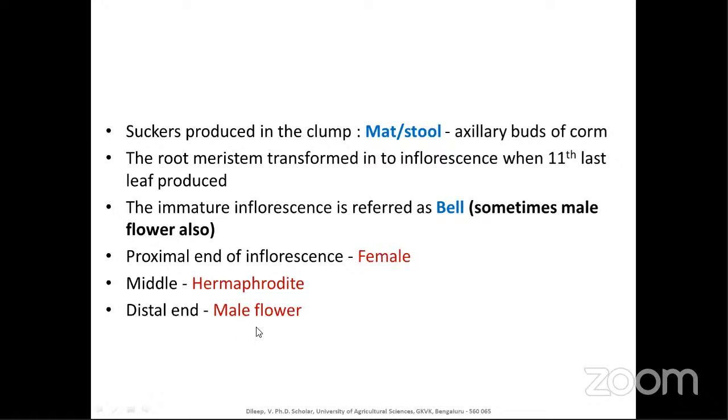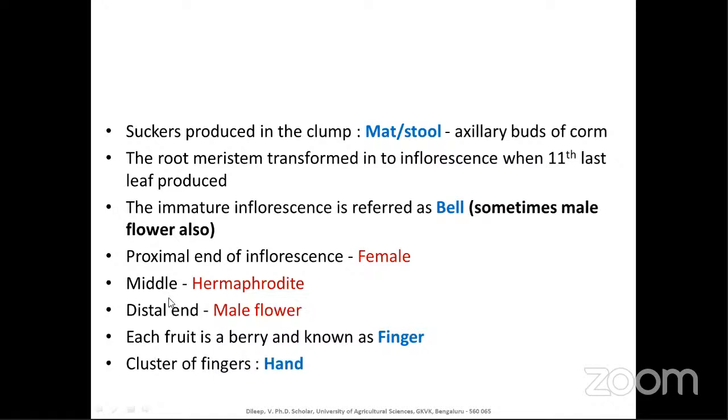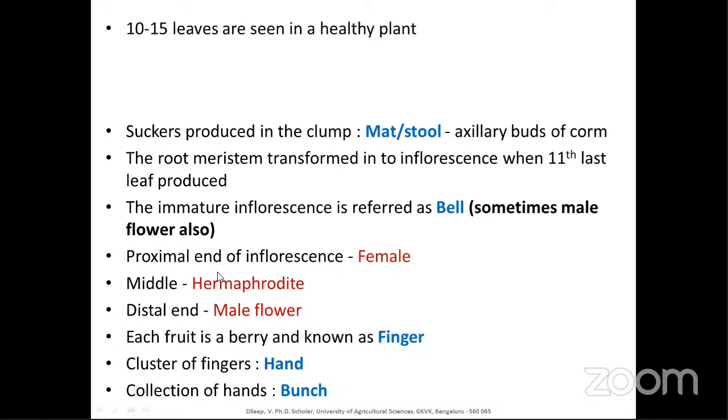So just male flowers at the tip, we are aware of that. And hermaphrodite flowers come after that, and also male flowers at the other tip of the inflorescence, okay? So this you have to remember. And each fruit is a berry, okay? That is known as a finger, as I said. And the cluster of fingers is known as a hand, and the collection of hands is known as a bunch, okay? So these are the terminologies. I think everyone of them is aware.